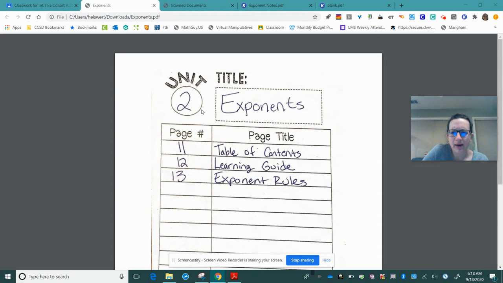That's because it was right around map testing time. So we just kept going. Did unit 1 because everything in unit 0 is embedded everywhere else. So we'll pick it up along the way. So we're starting unit 2, exponents.